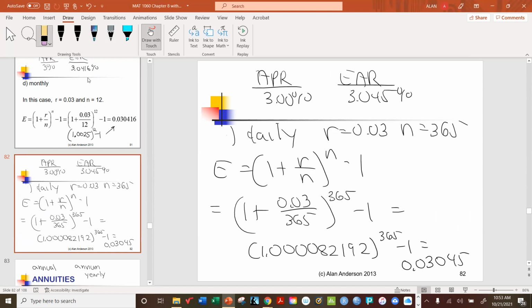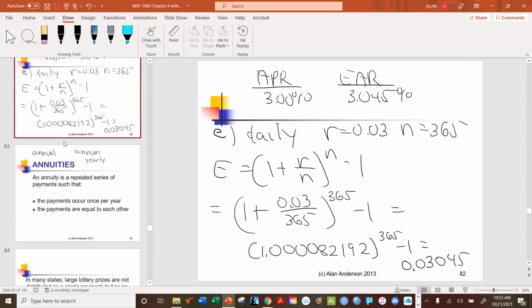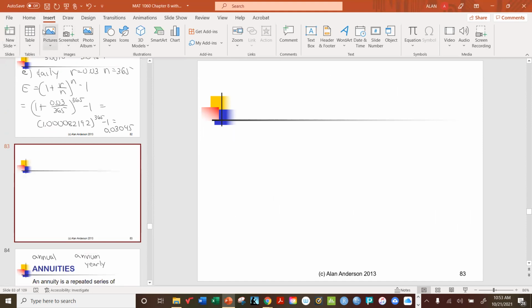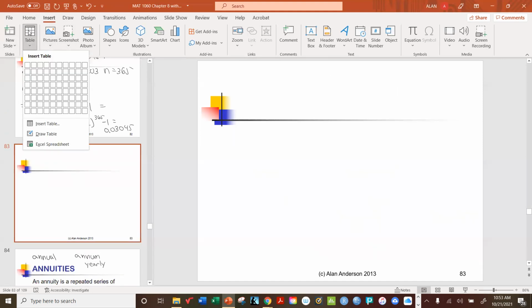All right, so here's what I'd like to do. Just to have a nice little table to summarize all this information. It's always nice to be able to look at them all together in one place. So let me just quickly put together a little table here. Let's see.